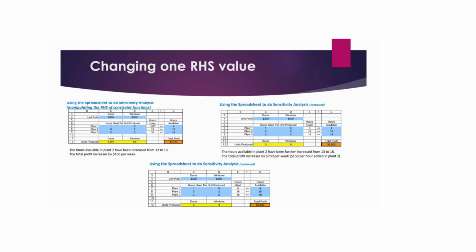Then let's look at the last spreadsheet below. So what change do you notice? Again, in Plant 2, the hours available were increased from 18 to 20. Now look at the total profit. Is there any change? There is no change at all. So there is no use adding more hours to Plant 2. There's no use adding 2 more hours to Plant 2 because it did not increase the total profit.